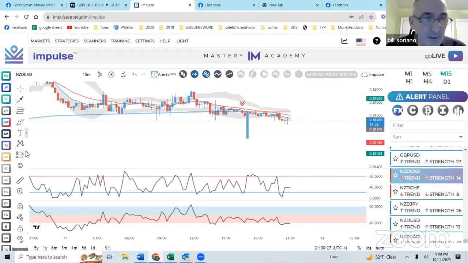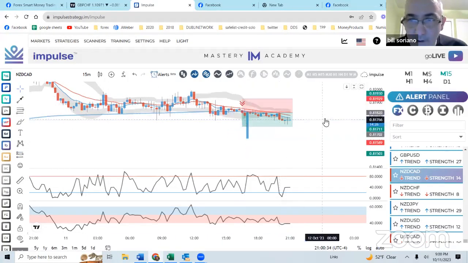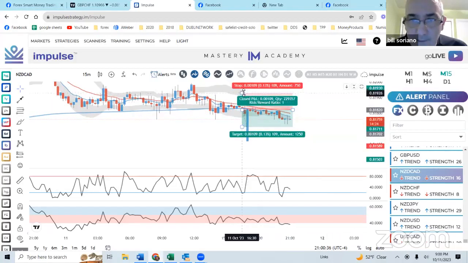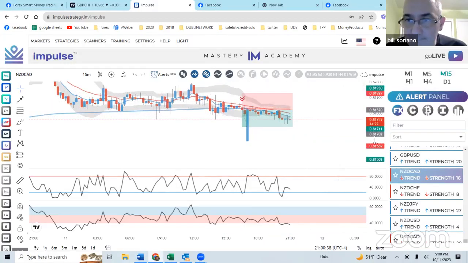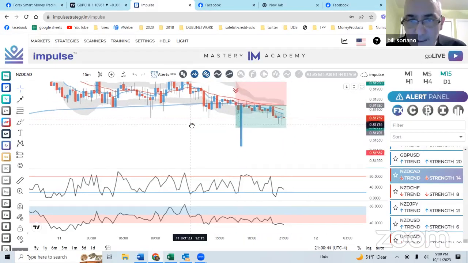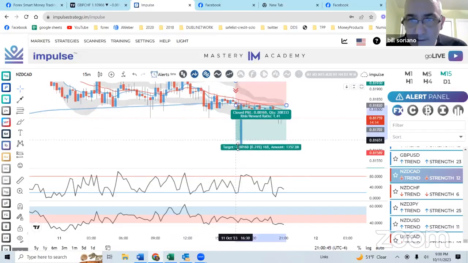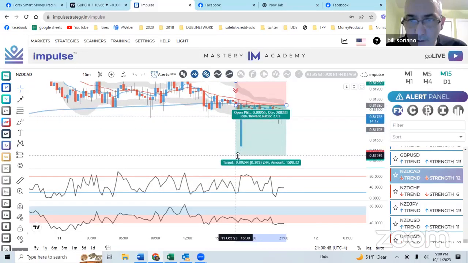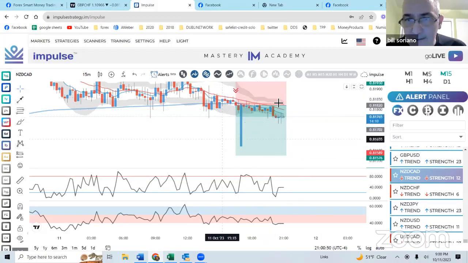Let's just quickly set this up. This will be a short position. Again, we get in at the close of that candle, right? We put the stop loss up here at the volatility band, the outside edge of that volatility band, and then we need to get a 1 to 2 profit on that trade. So we'll see what happens there.